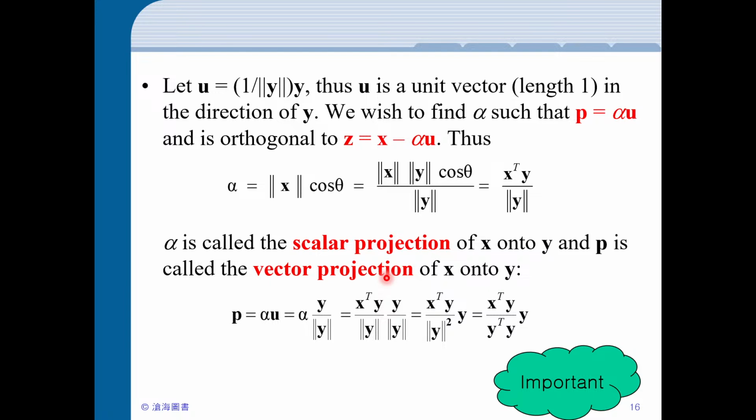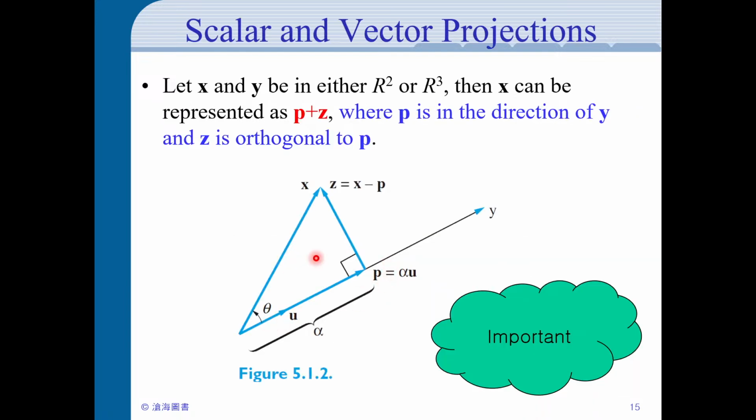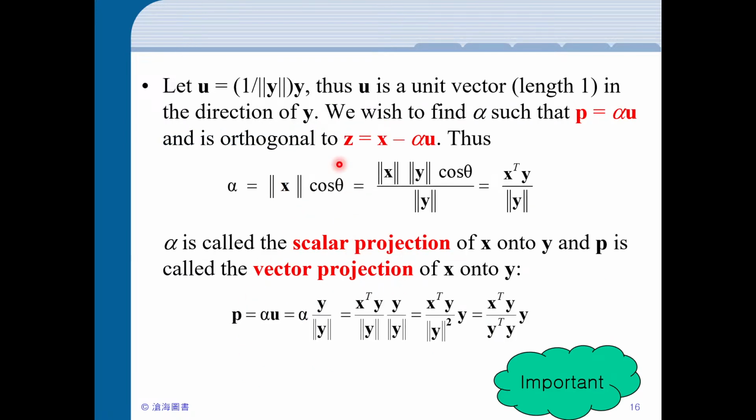And what is alpha? We can do it with geometry. So we go with the definition of cosine theta. The length of x times cosine theta should be the length of p, just because that's what cosine theta is: this length divided by this length. So the length of x times cosine theta is equal to alpha.